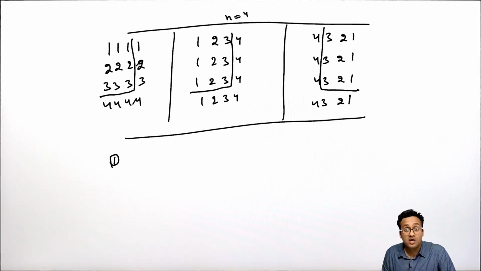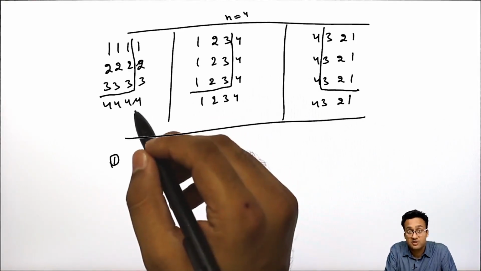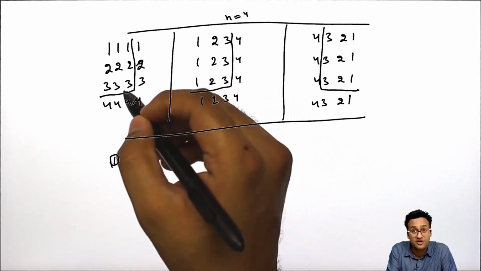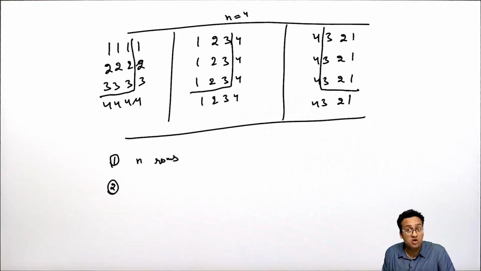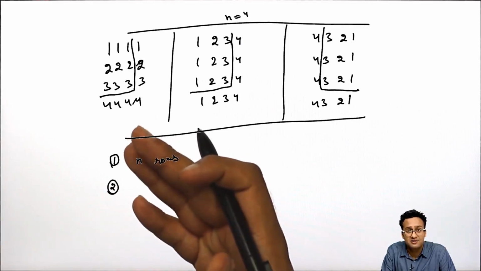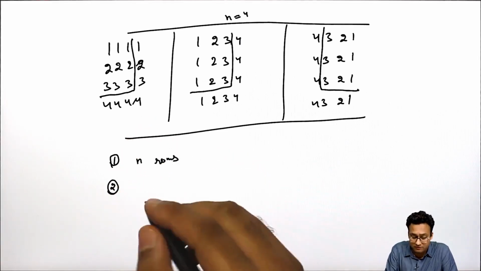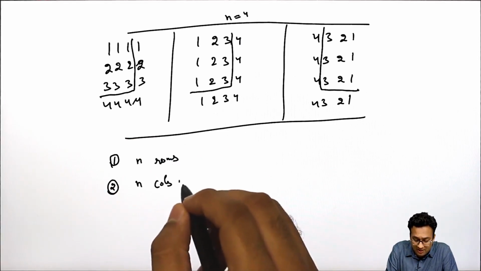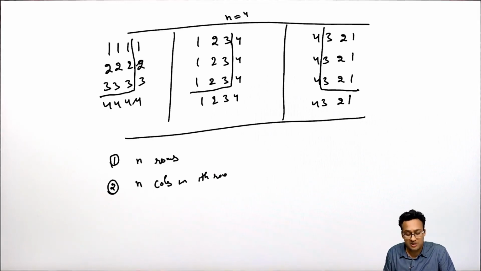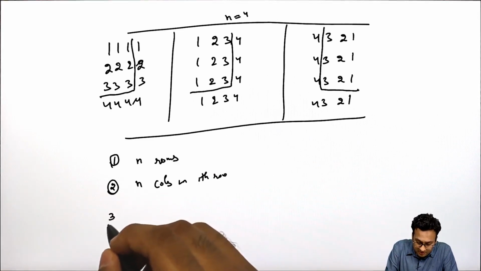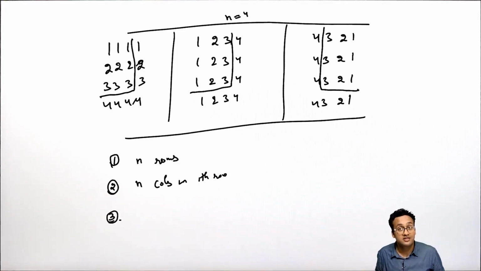So let's come back. How many rows in the first pattern? If n is 4, you have 4 rows. If n is 3, you have 3 rows. So you have n rows. How many columns in the ith row? Seems like a square pattern, right? The number of rows and number of columns are equal. So we'll have n columns in the ith row. It's actually independent of i. First row has n columns, second row also has n columns, third row also has n columns, and so on.